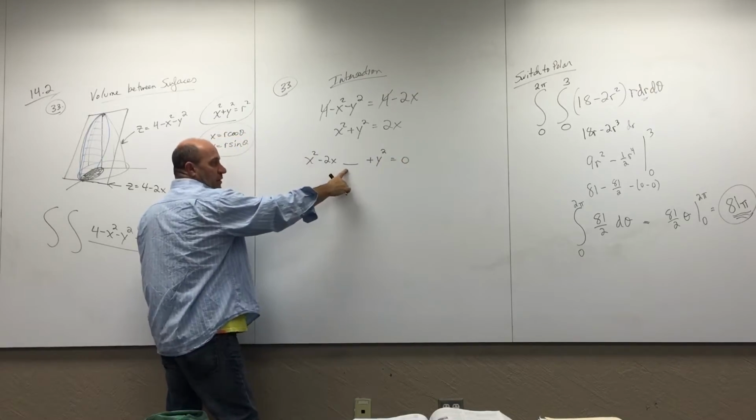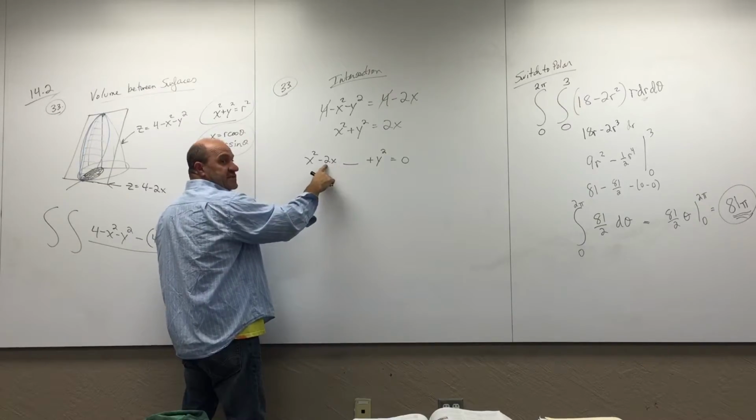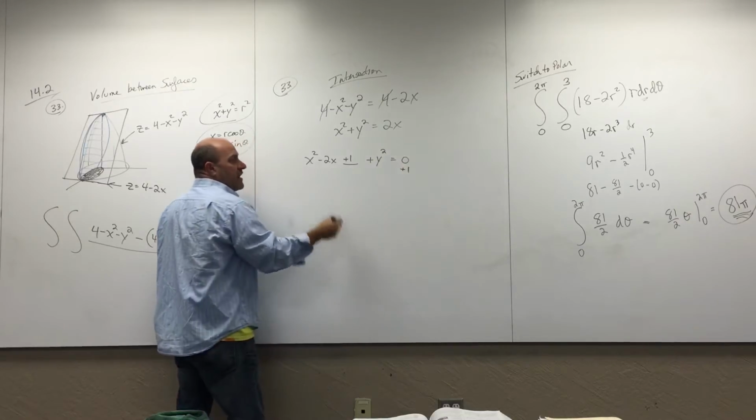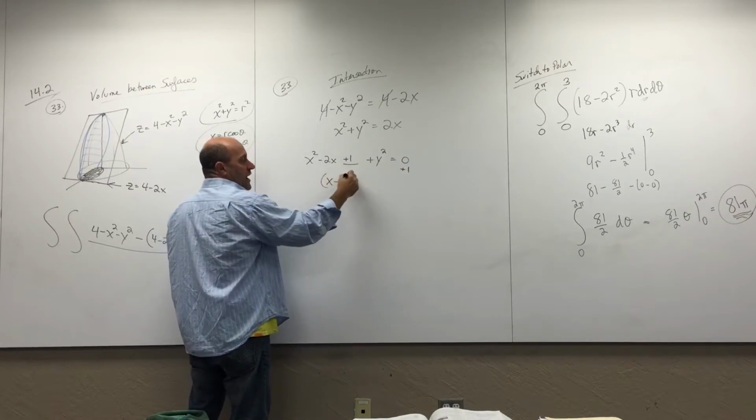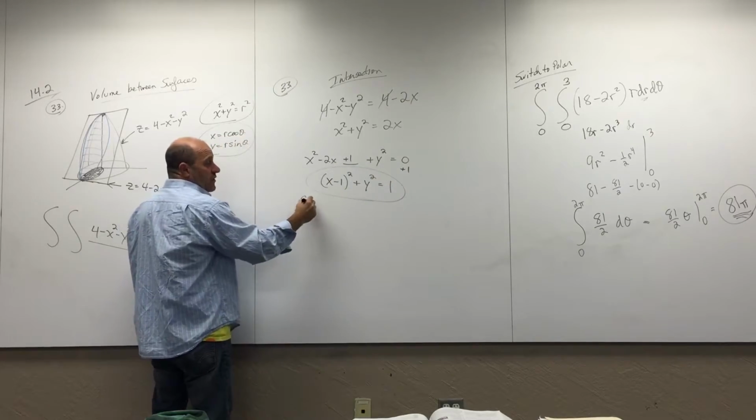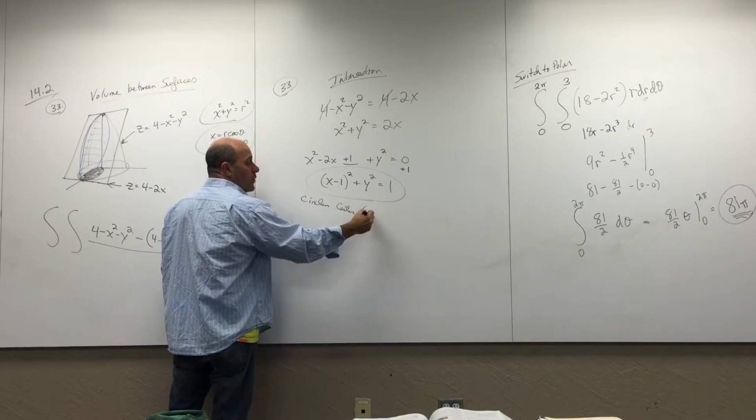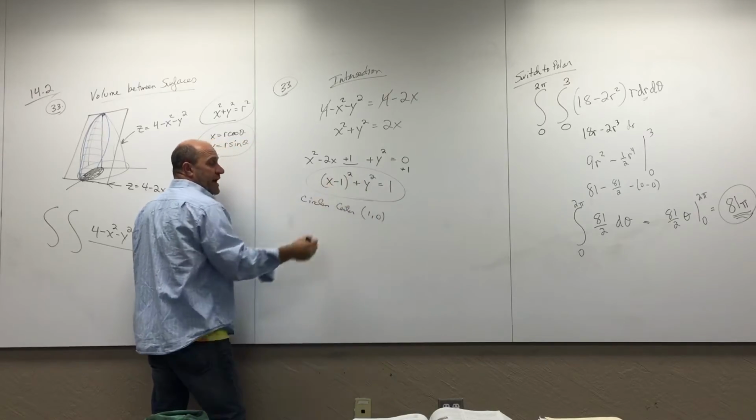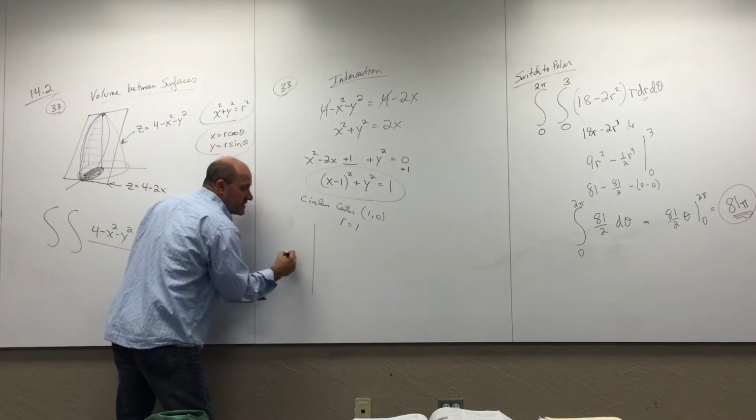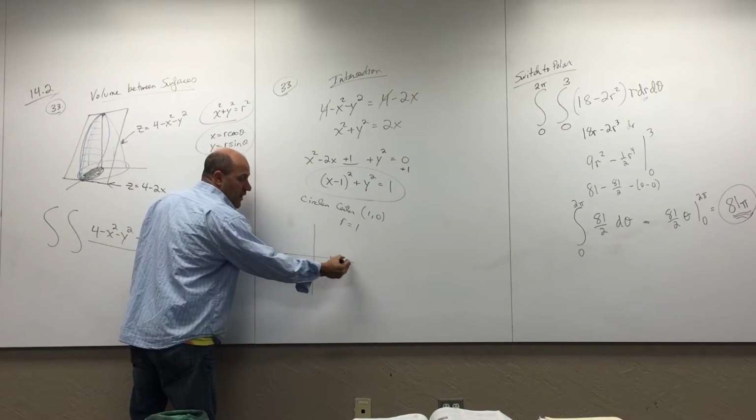I'm going to add the perfect number right here. What is the perfect number I should add? 1. It's half of this number squared, so I'm going to add a 1. If I'm going to add a 1, I should go over here and add a 1. Now I have x minus 1 squared plus y squared equals 1. Now that's pretty famous. That is a circle. The center of this circle is what? 1, 0. Good job. It's a circle in the xy plane. It's got a radius of 1. It's centered on the x-axis at 1, 0, but it's got a radius of 1.